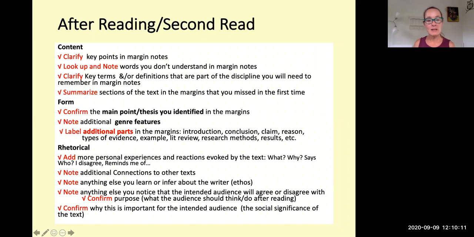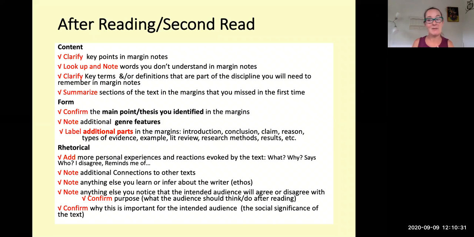In the second reading, in terms of content annotations, you want to clarify those key points that you've identified in the margins, right? You want to actually look up and note those words that you don't understand in the margins. So write the definitions there. You want to clarify key terms and definitions that are part of the discipline you will need to remember in the margin notes. So, this is important.